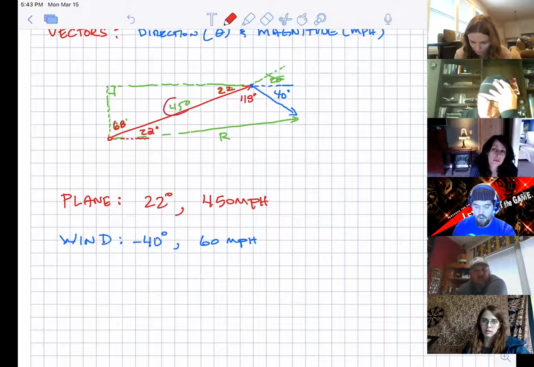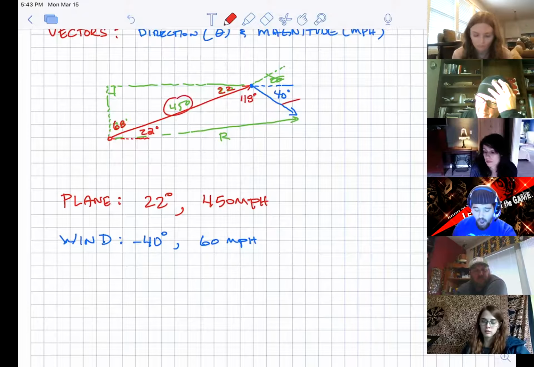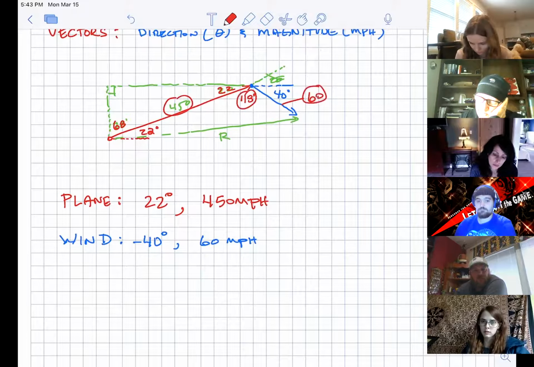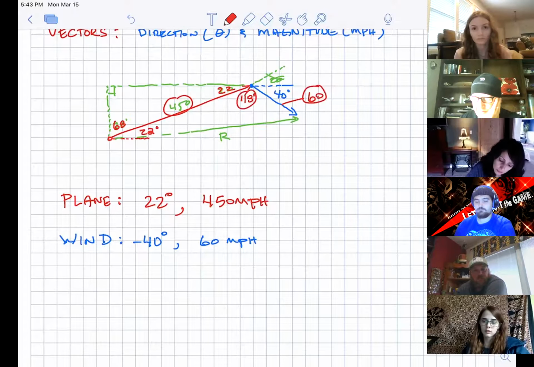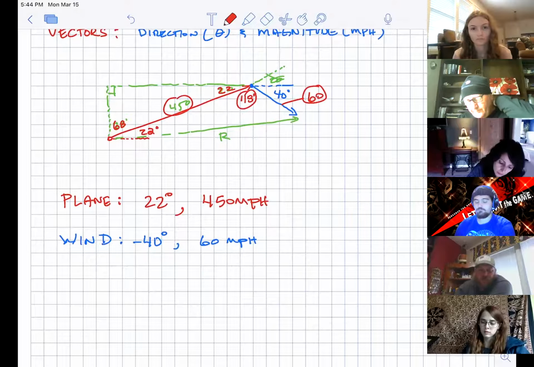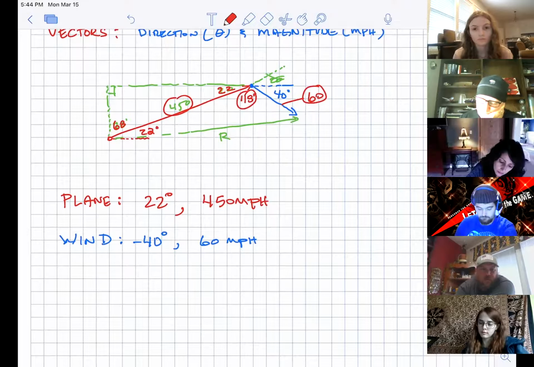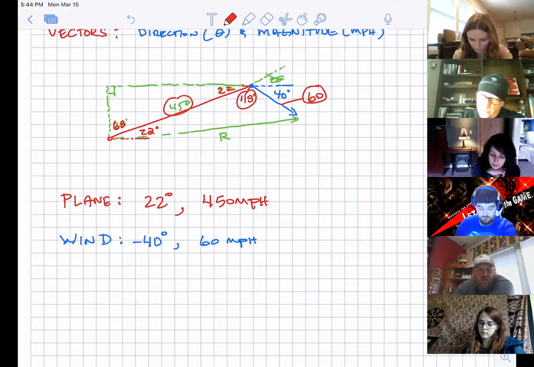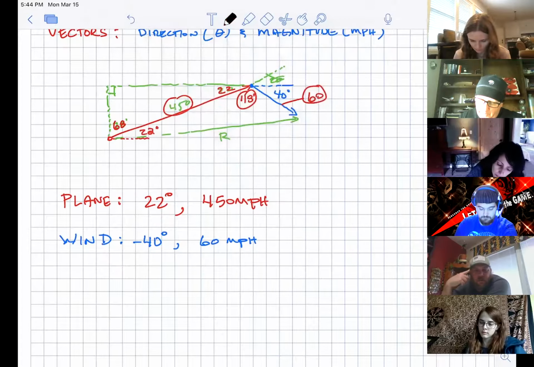So you have 450 for the length or the magnitude of that vector. You have 60 for the magnitude of this vector. And so do you see that you have side, angle, side? And so you could use the law of sines to figure out R. And you could even find the angles, but let's use vectors to do this. Vectors, how does that work?